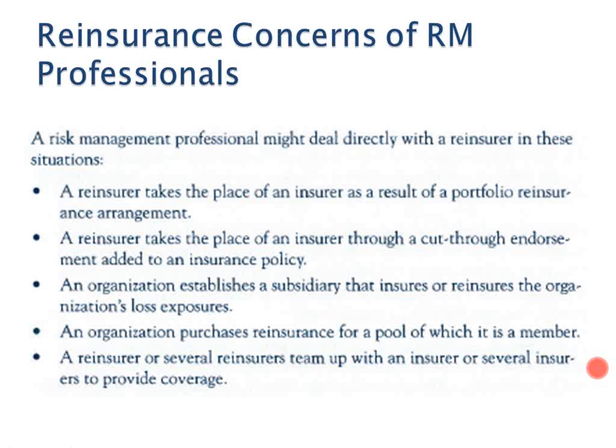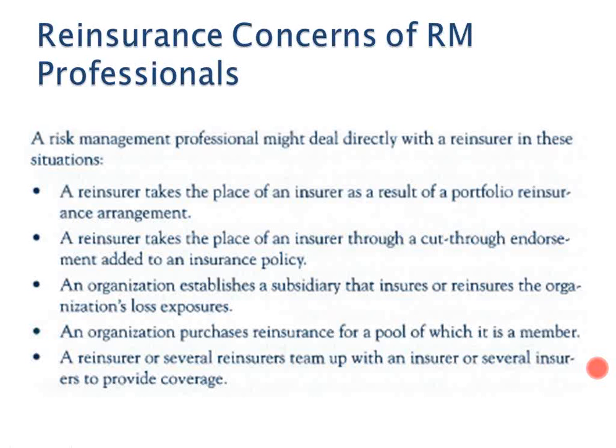So basically, they kind of describe a cut-through endorsement a little bit, but the idea is that there's a certain exclusion, let's say, in the primary policy that the reinsurer is willing to take on as a direct insurer, essentially, and that would be a cut-through endorsement. They're basically going to take on the individual risk that's being excluded from the primary insurance. An organization establishes a subsidiary that insures or reinsures the organization's loss exposure.